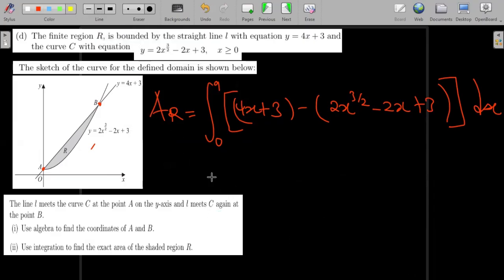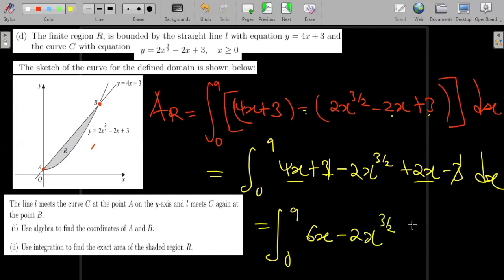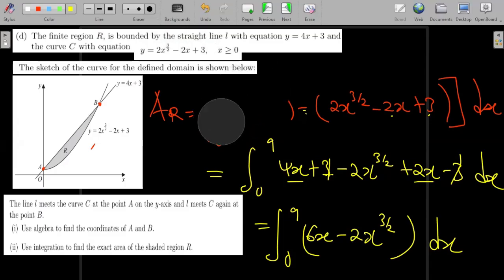Okay, so from there, we're going to say this is equal to the integral from 0 to 9 of 4x plus 3. And then here we can distribute this negative. So it will be minus 2x to the power 3 over 2. This negative and this negative will be plus 2x. And then this negative with the 3 will be minus 3x, and then dx. So 0 to 9, 4x plus 2x to be 6x. This 3 and the minus 3 will cancel out. Okay, so I just remain with minus 2x to the power 3 over 2. So this is the part that we are integrating to find our what? Our area of the region R.